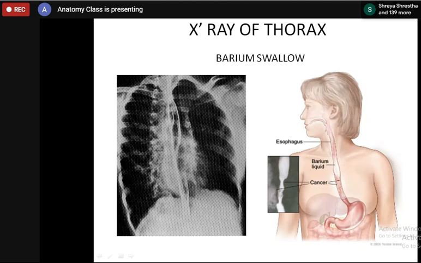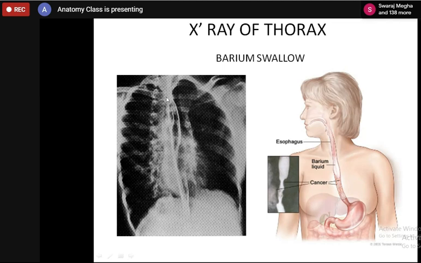Then here, the diagram is showing the barium swallow. Actually, these hollow viscera are invisible on plain X-ray. So to visualize these hollow viscera, we have to either swallow or inject a radiopaque contrast. For the gastrointestinal system, barium sulfate is used for this contrast X-ray. Barium swallow is the procedure where a barium sulfate solution is drunk by the patient, and afterward the X-ray is taken where we can see the esophagus here.